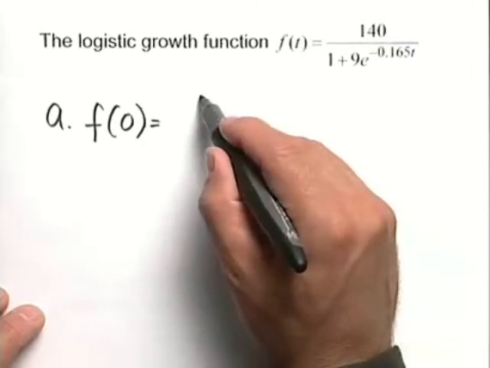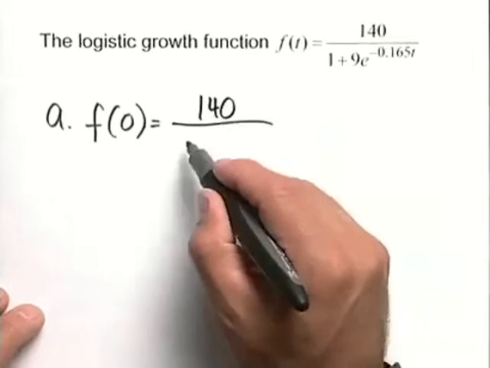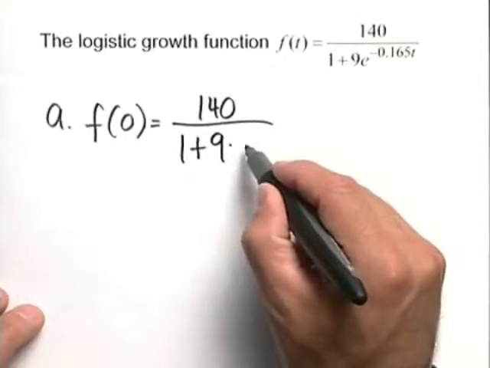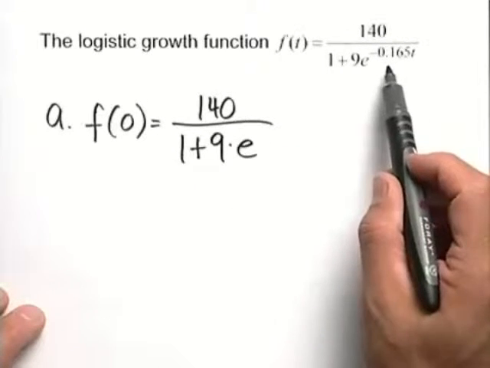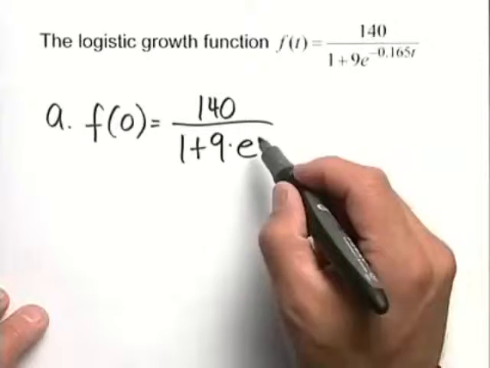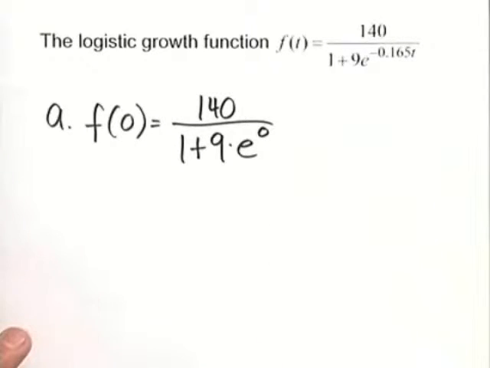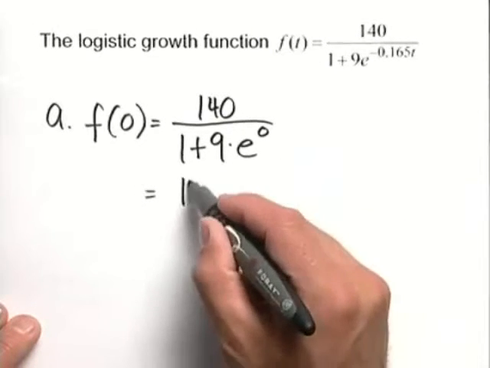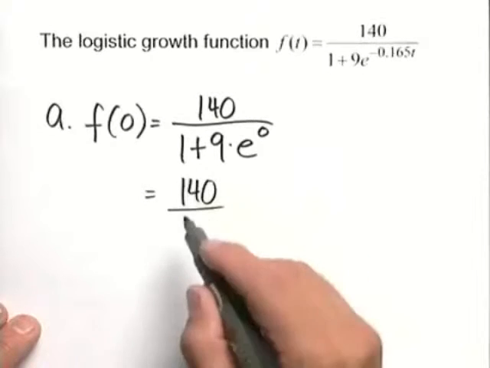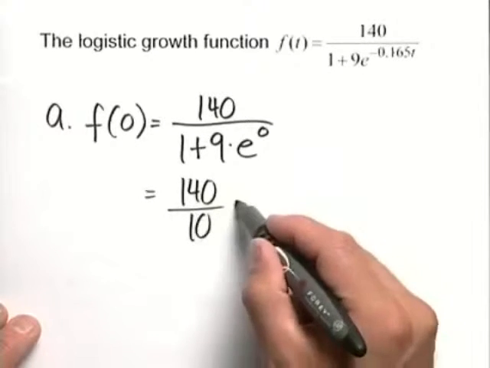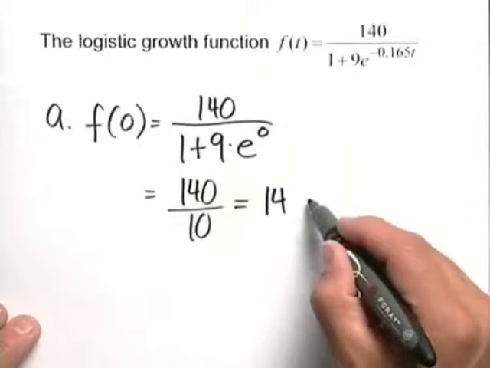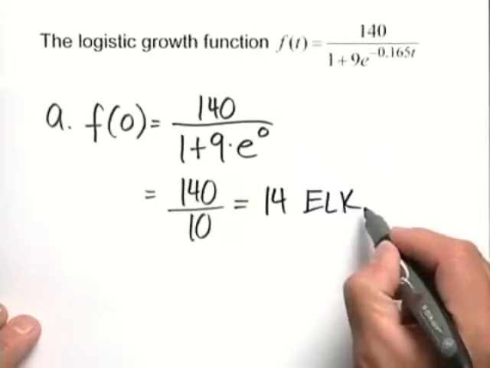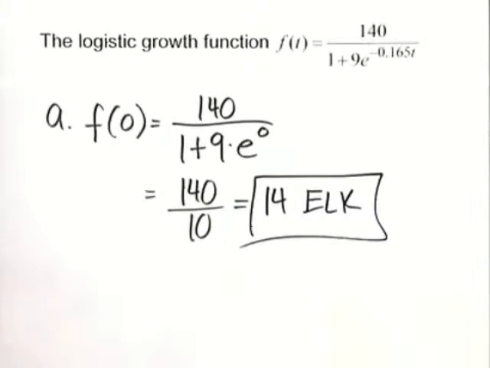So if we plug that in there, we have 140 all over 1 plus 9 times e to the negative 0.165 times 0, which is going to be simply e to the 0, since we're replacing t with 0 in this problem. We know anything to the 0th power is 1, so we can write this as 140 all over 1 plus 9, or 10. So we know that our initial population we started out with was 14 elk.